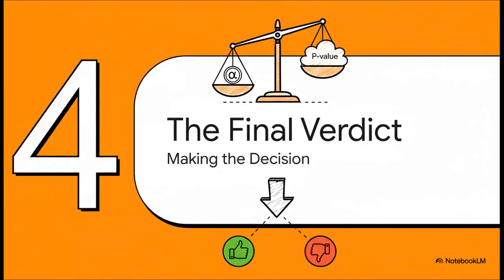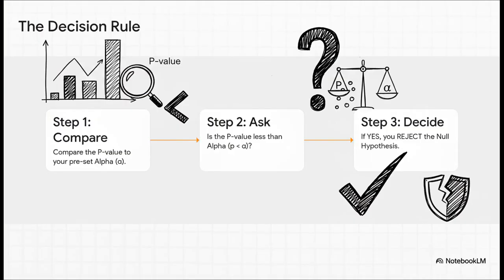All right, we're almost there. We've set our line in the sand with alpha, and our data has given us our evidence, the p-value. Now it's time for the final verdict. And you know what? The rule for deciding is incredibly simple. It all comes down to one little comparison. You take your p-value, you look at that alpha you decided on earlier, and you just ask one question. Is my p-value smaller than my alpha? If the answer is yes, you reject the null hypothesis.